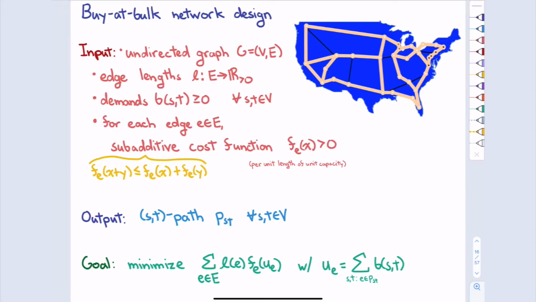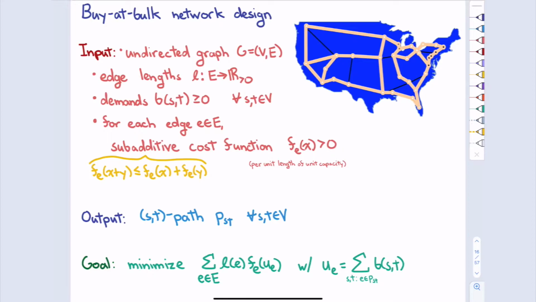So instead of just saying, oh, one wire is like $10 per unit of capacity, we're going to do something a little bit more general and say, okay, for each edge, I have some kind of cost function f sub e that's sub-additive in terms of the amount of capacity I want to send through that edge. So if I want to send 10 units of flow, I would pay f sub e of 10. Okay. And all you would assume in this model is that f sub e is sub-additive.